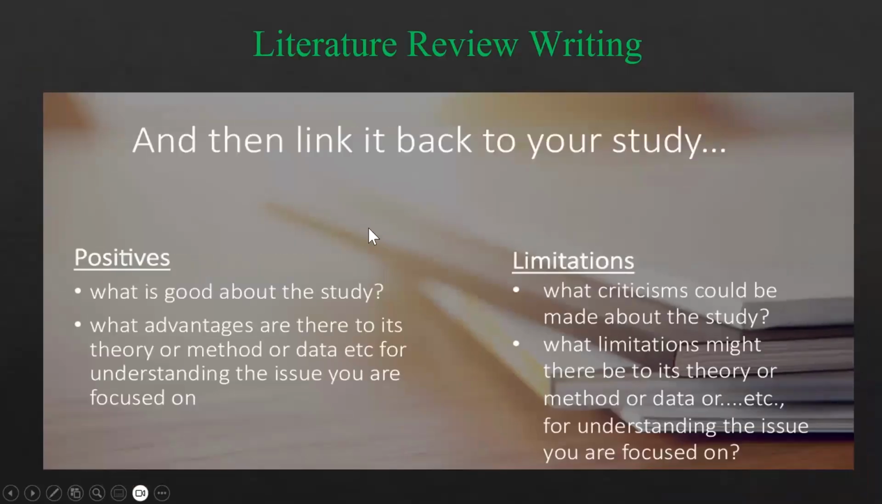And then the golden thread, always linking it back to your study. What's good about the study? What advantages are there to this particular theory or method that was used for understanding the issue I am investigating now? What are the implications? What are the limitations? What criticisms can I make about this particular author's work or approach? What limitations may be there in terms of how they have approached this particular issue, in terms of their method, their data, their theoretical framework, things like that. By answering these questions, you then begin to enhance the criticality of your literature review chapter.